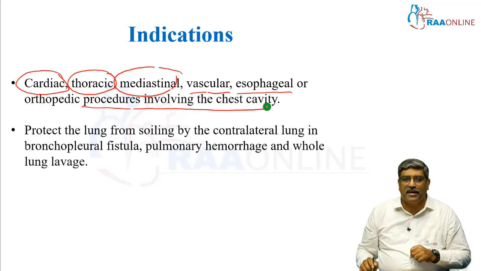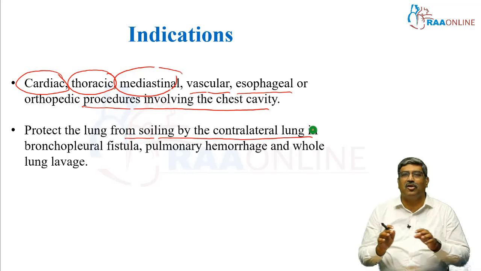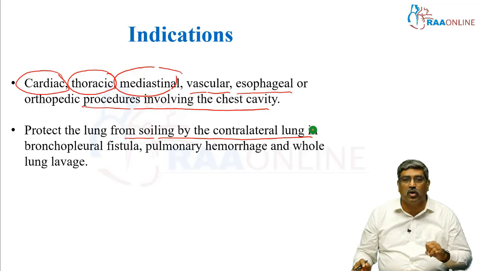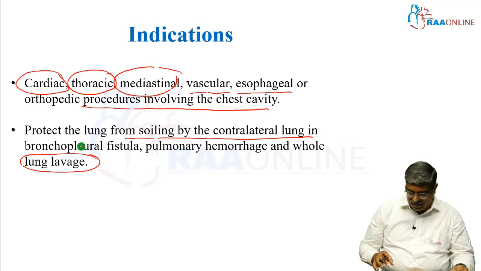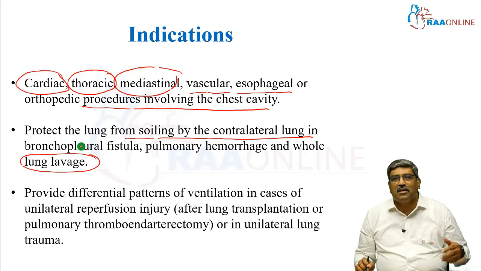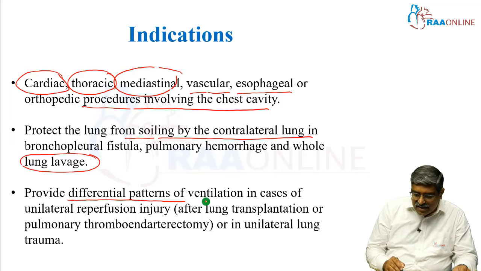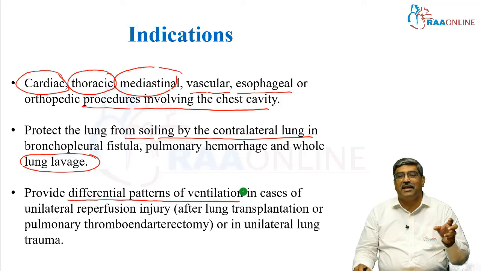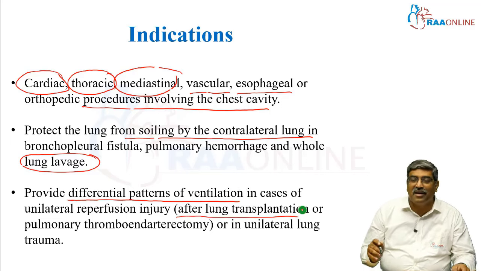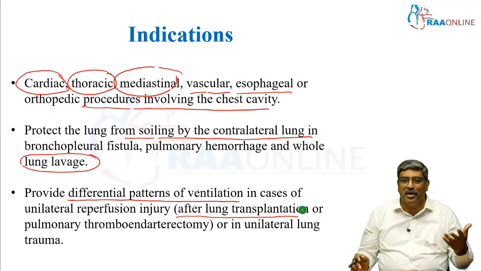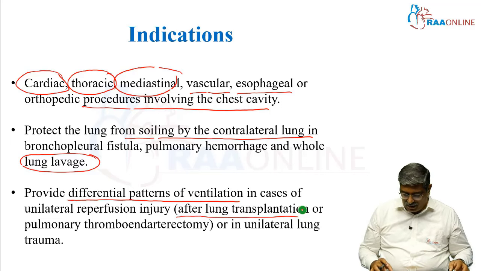Another important indication for lung isolation is to prevent soiling by the contralateral lung in case of bronchopleural fistula, pulmonary hemorrhage and whole lung lavage. Third indication for lung isolation is differential pattern of ventilation in case of unilateral deep perfusion injury as it happens with lung transplantation or pulmonary thromboendarterectomy. It can even happen in unilateral lung trauma.